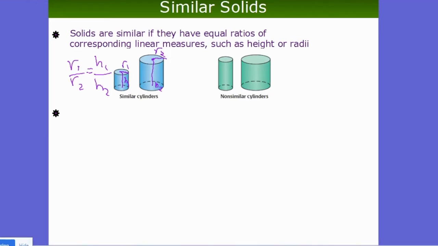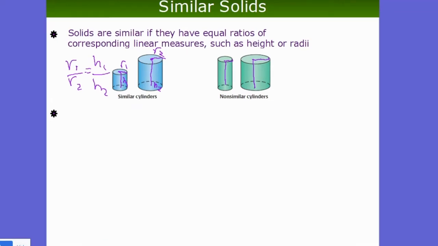So this shows what it would look like if you had similar cylinders. If they were not similar cylinders, things like the R1 to this R2 would not match the height of this one to the height of that one. So that would make them not similar.